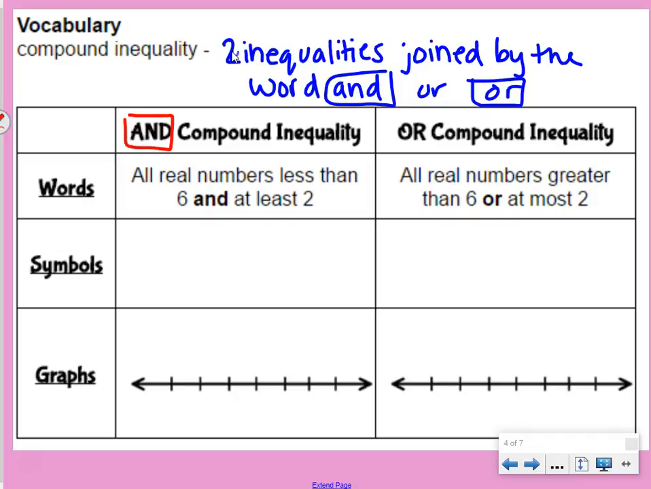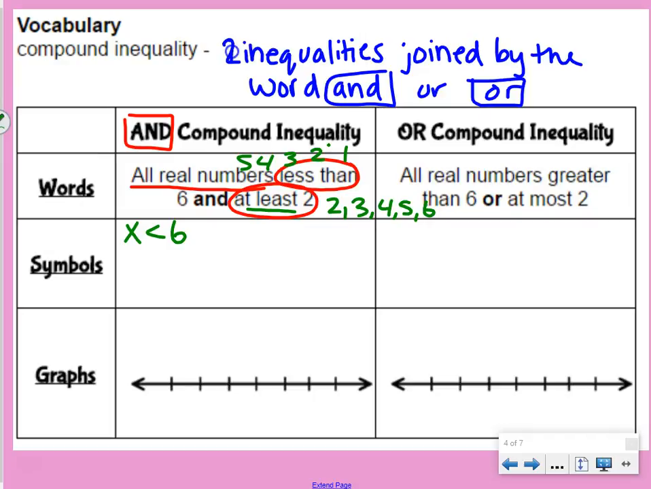So in words, we have all real numbers less than 6 and at least 2. If we're talking about numbers that are less than 6, we would have x is less than 6. We could have numbers like 5, 4, 3, 2, 1. All of those numbers are less than 6. At least 2 means we can be at 2, but we can't be any lower than 2. So that'd be like 2, 3, 4, 5, 6, and so forth.